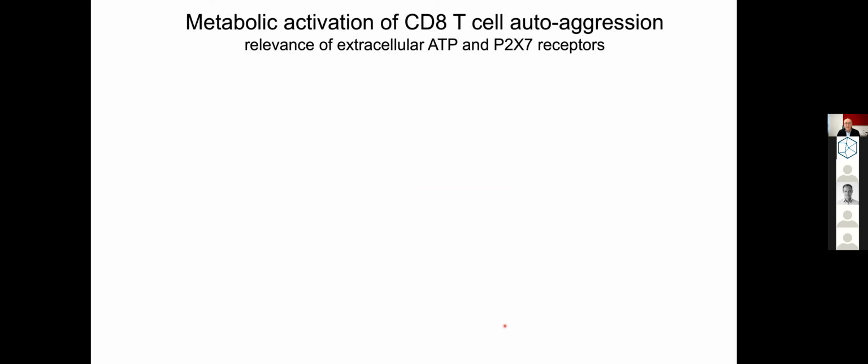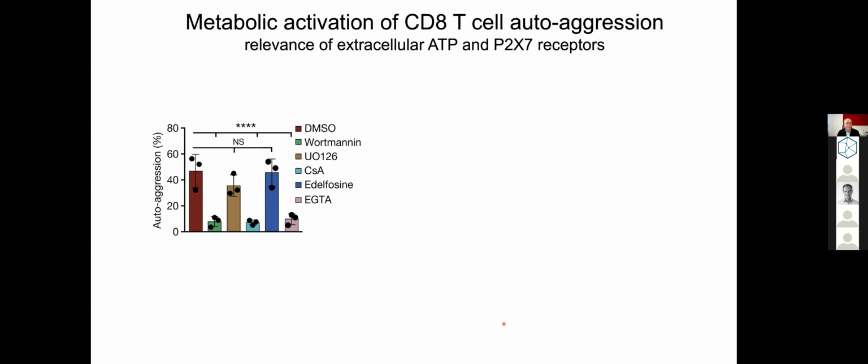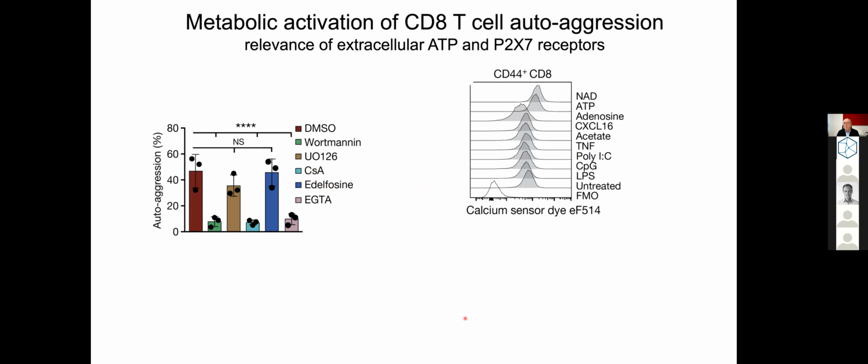But what is the mechanism by which these cells kill? We identified that certain signaling pathways, like signaling pathways going through PI3 kinase, or inhibitors like cyclosporin, would eradicate this autoaggressive phenotype, and also EGTA, indicating that calcium signaling was involved. And we followed up on this and developed a sensitive assay to measure activation of these cells, for which we used a calcium sensor dye.